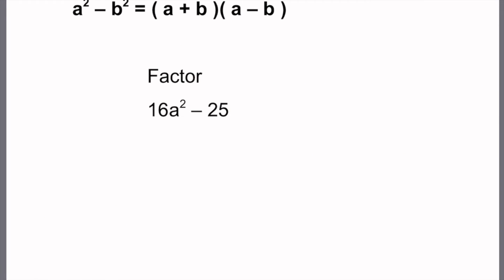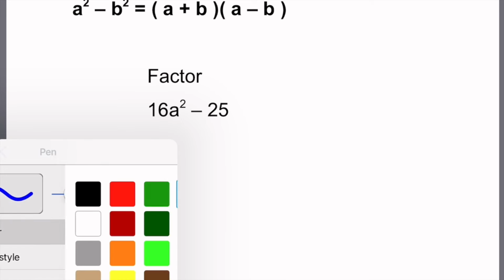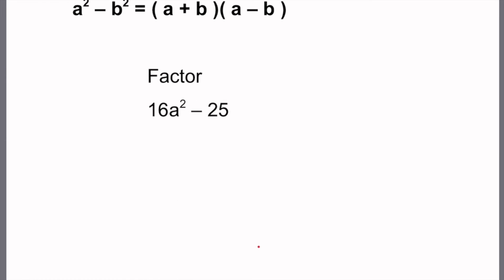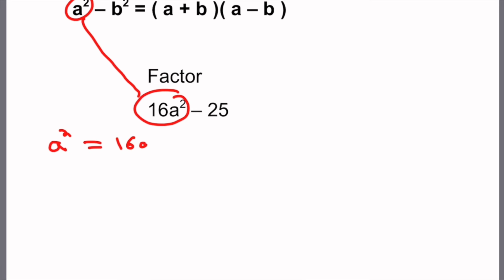Factor difference of squares. Again, I got our pattern up here. We can mimic here, but we're going to factor 16a squared minus 25. Okay, so let's get a red first. We'll start with red. So our a squared term is going to be equal to the 16a squared. So let's start with that. A squared is equal to this. So we want to see if this is a perfect square. Looks like it will be.